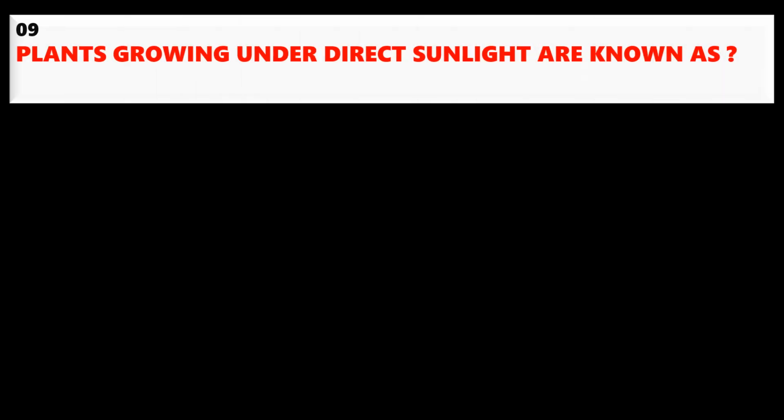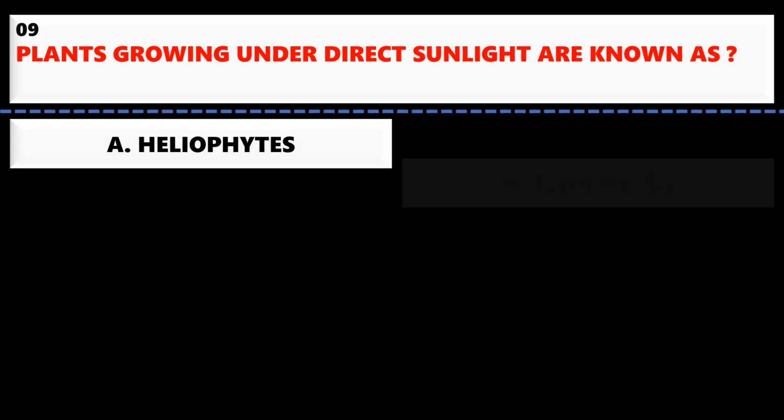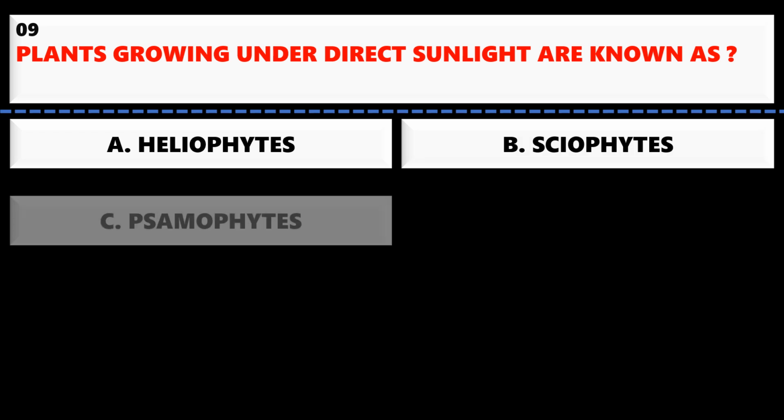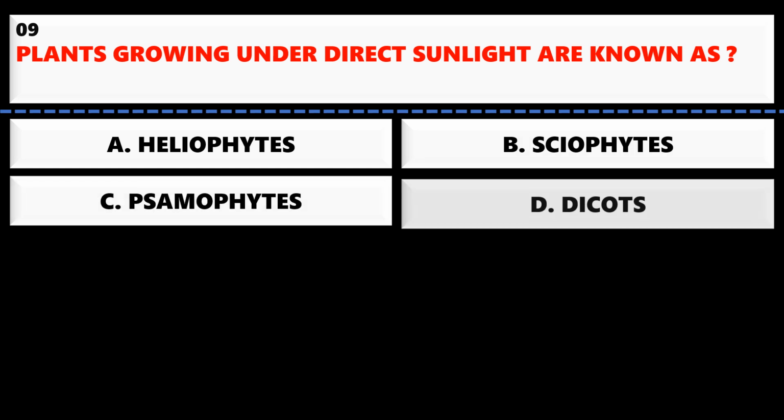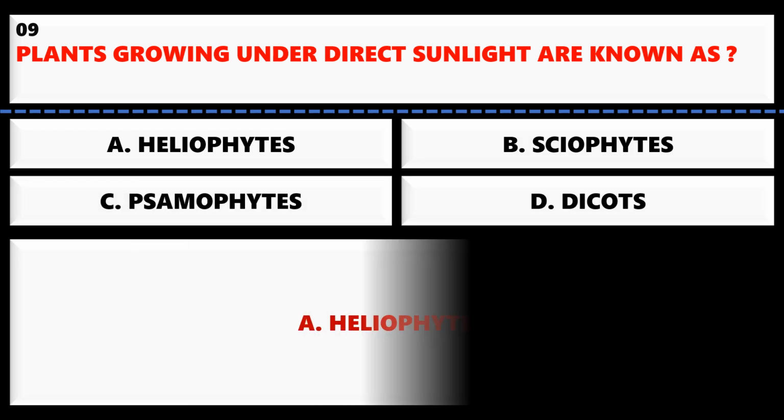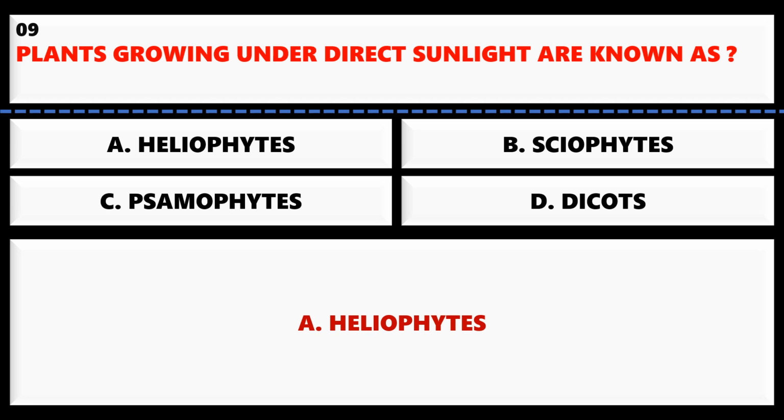Question number 9. Plants growing under direct sunlight are known as, and the options are heliophytes, zeophytes, psammophytes, and the last option is dicots. And the right answer is plants growing under direct sunlight are known as heliophytes.